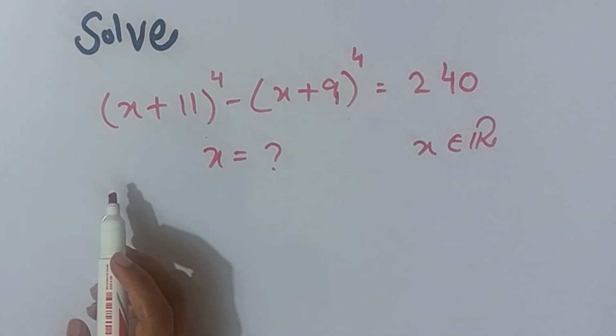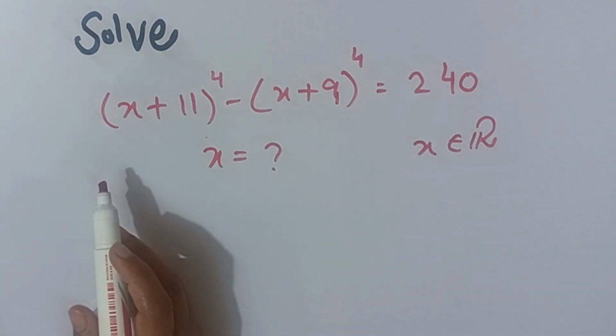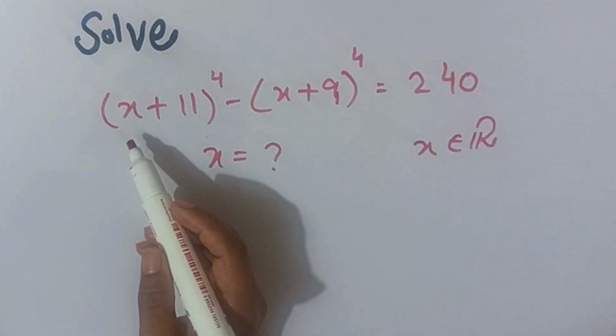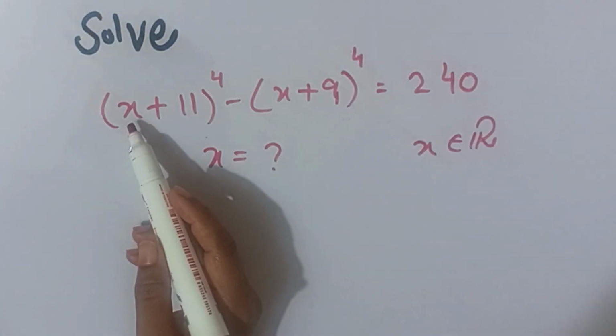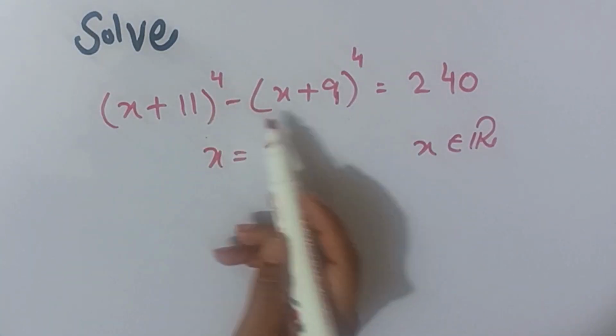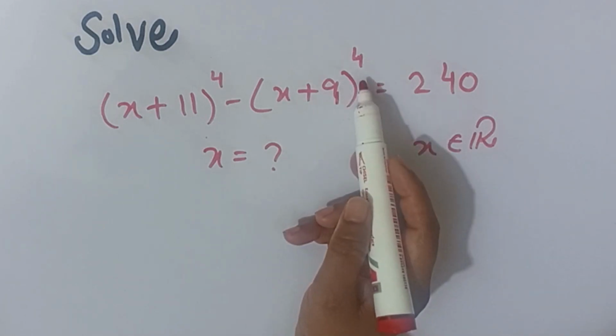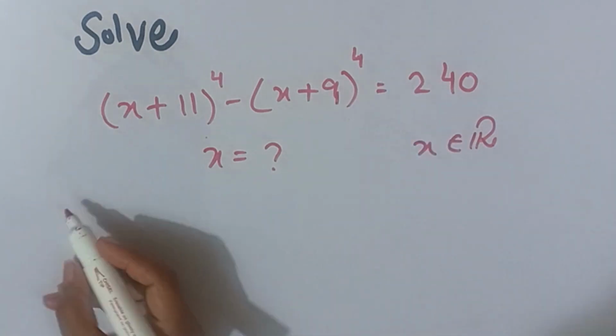Welcome to my YouTube channel, and in this video we are going to solve this question for x. In our question, it is given that x belongs to the real numbers, and we have (x + 11)^4 - (x + 9)^4 = 240. So let's start.